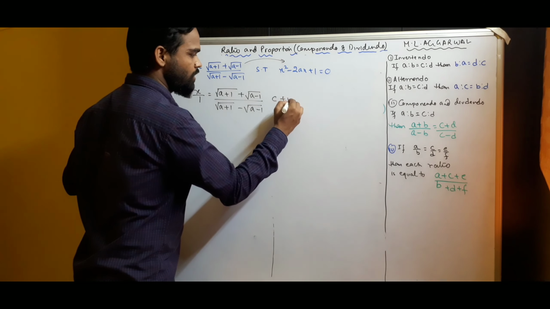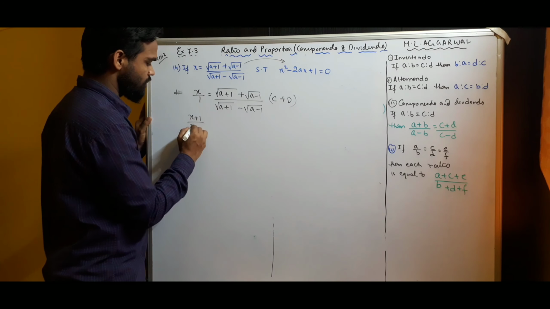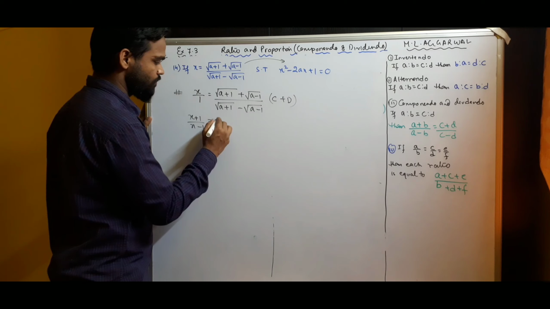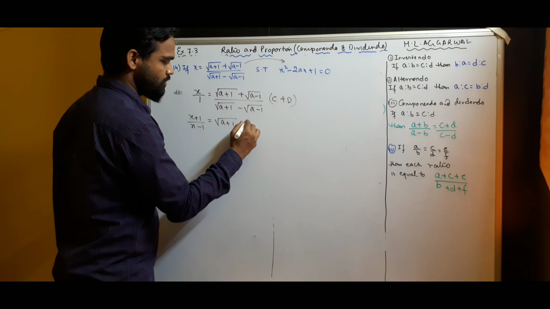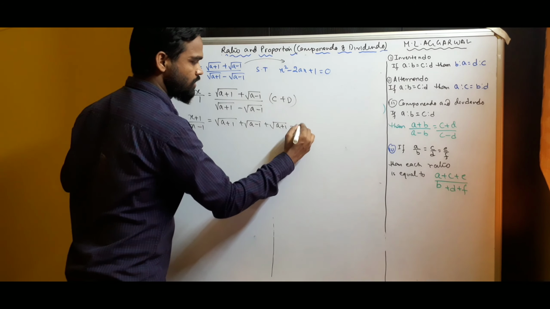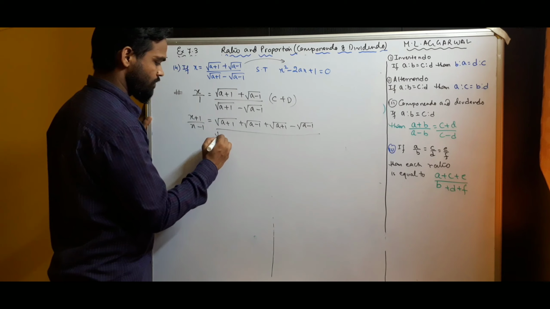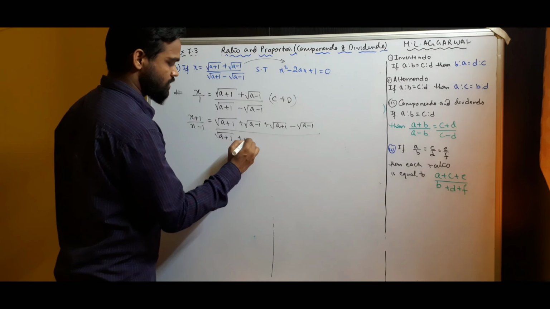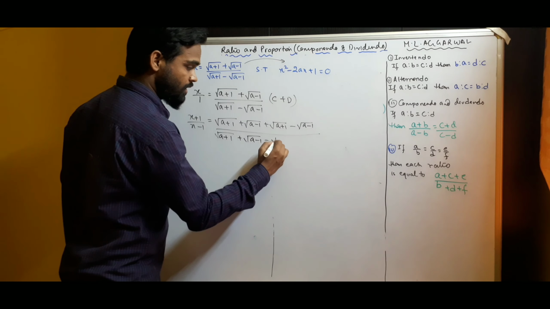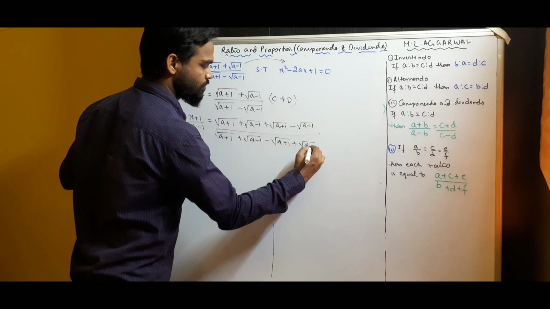In the first step only, do componendo and dividendo. What do we get? x plus 1 by x minus 1 equals numerator plus the denominator, and over there numerator minus the denominator. So the sign changes because there was a subtraction.